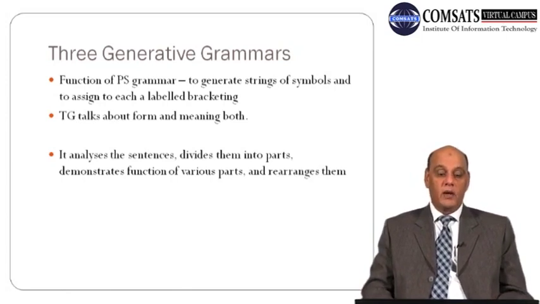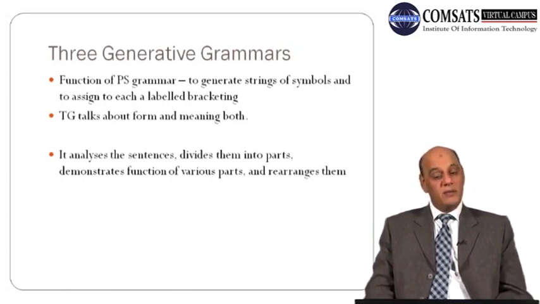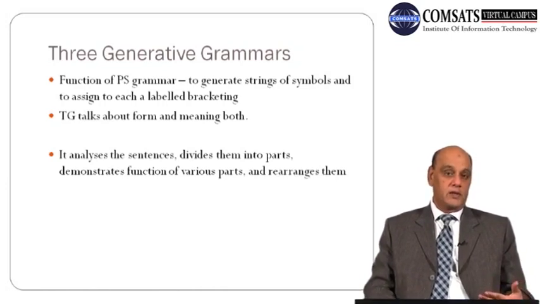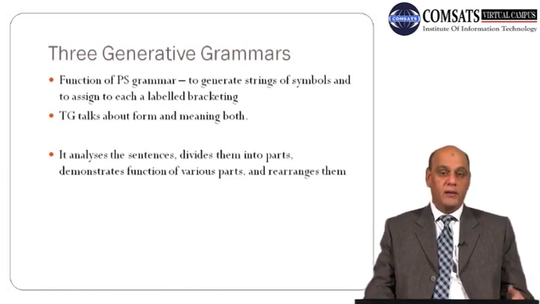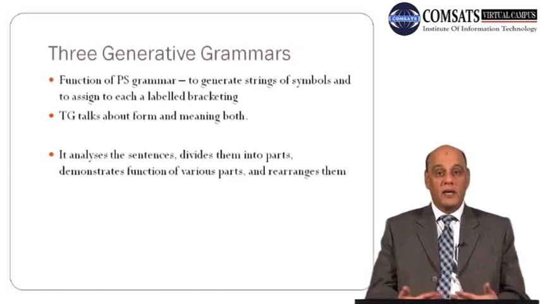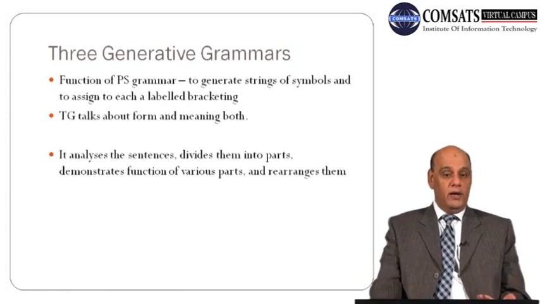meaning, which is meaningful. It analyzes the sentences, divides them into parts, demonstrates functions of various parts, and rearranges them. Look what it does. It analyzes the sentences. It divides them into different parts, the nouns, the verbs, the adjectives, adverbs, prepositions, articles, and then it demonstrates the function of various parts. It also gives us the role each part is playing in a sentence, and then finally rearranges them to form meaningful sentences. So this is the role of transformational grammar, which is the most powerful of these three grammars.